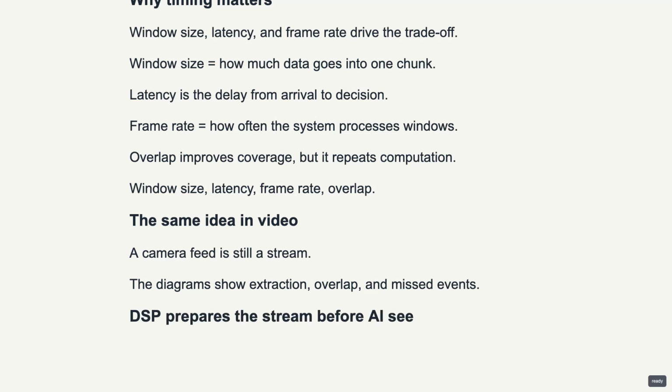Before a model sees the data, signal processing can clean it up and make it more stable. That pre-processing often decides whether the downstream model gets a usable signal or a messy one.